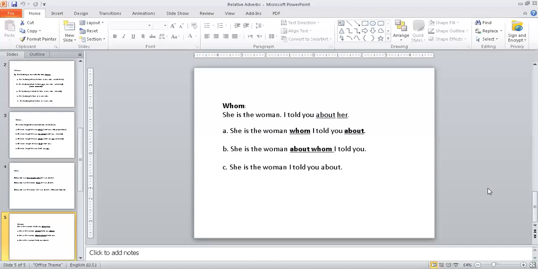Or like B, you can say, she is the woman about whom I told you. This is formal English. Use about before whom, about whom I told you. Or you can delete whom because it defines an object. I is the subject. If you delete whom here, you have to keep the preposition about. Keep about. So the sentence like C, she is the woman I told you about.